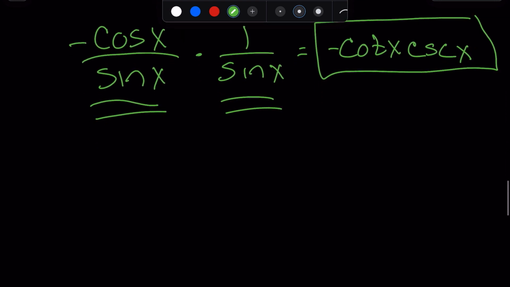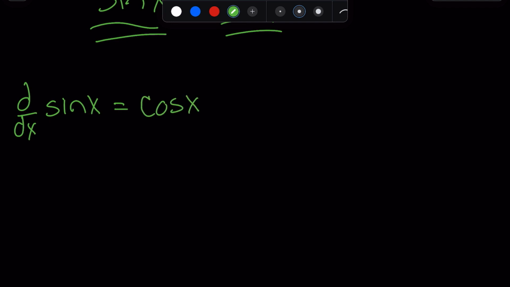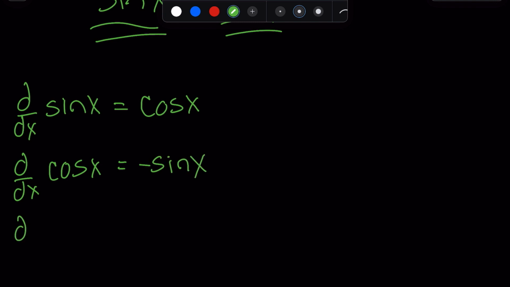So just for a refresh, we found out that the derivative of sine from the limit definition was cosine. The derivative of cosine is equal to negative sine. That was a big truck that just rolled past. The derivative of tangent is secant squared.